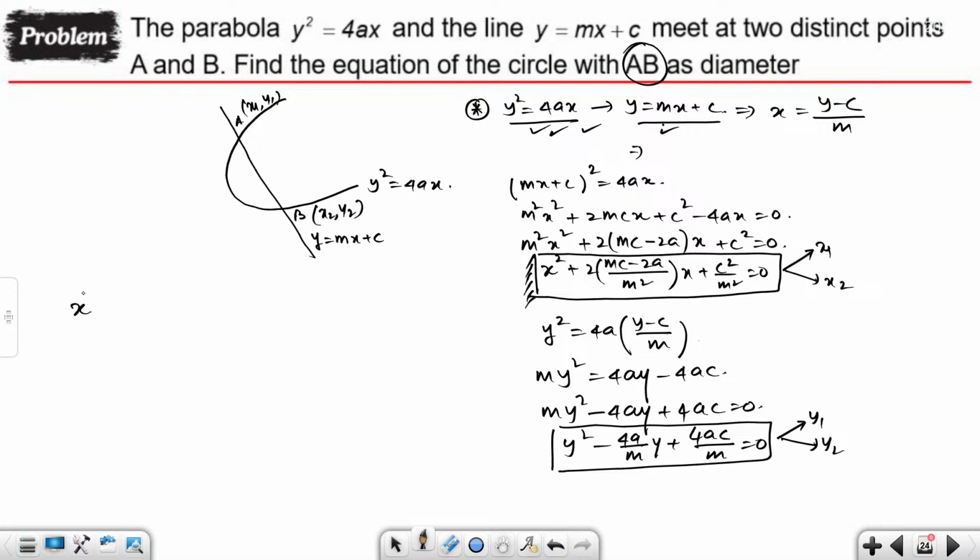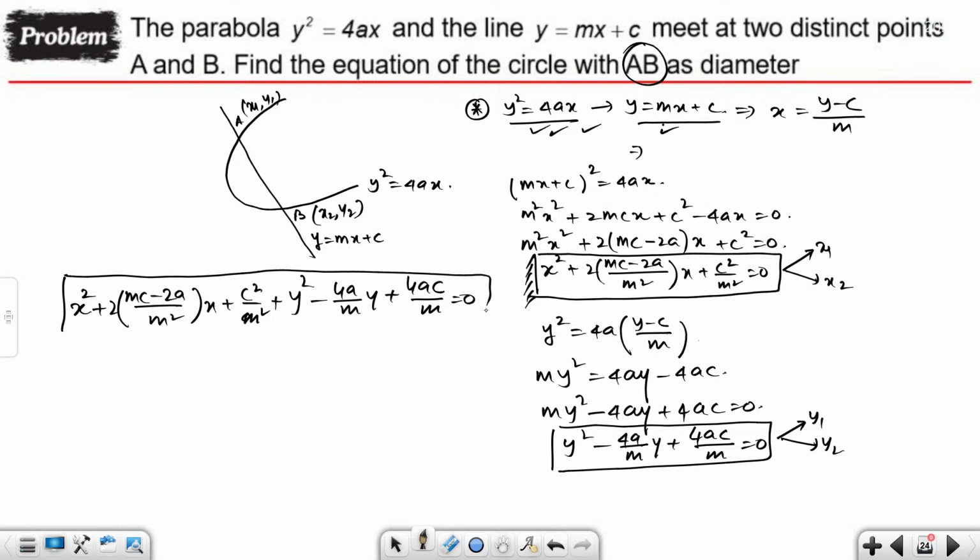The equation will be straight away, no need to solve. Simply add this with this. That's it. So this is the equation of that circle whose diameter is AB.